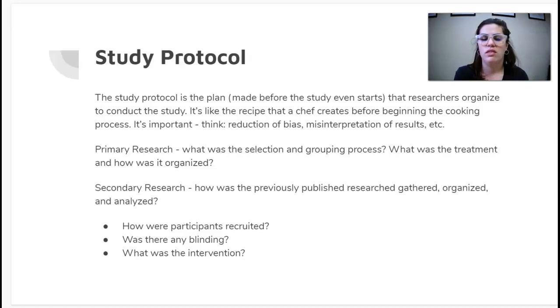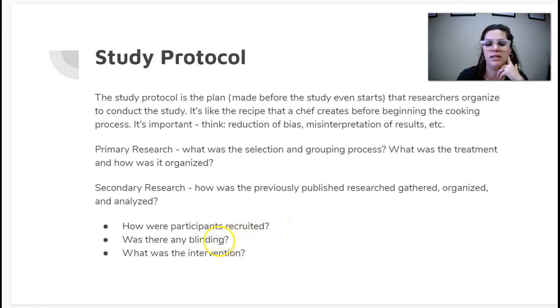So with the study that you guys read last week, they collected several studies. So how did they collect that information, make it organized so that they could come to a concise conclusion about different outcomes? So on your EAL assignment, you're going to answer these questions specifically. So how were participants recruited? In this case, it's going to be, how did they find these studies that were previously published?